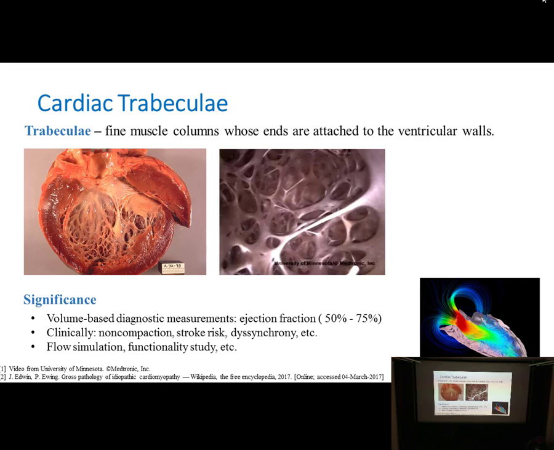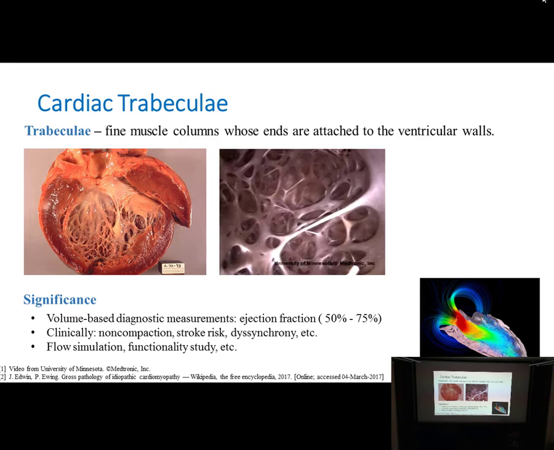Also, there are several diseases that are particularly relevant to the morphology of this trabeculation. One disease is called non-compaction. It is a genetic disease where, even in an adult body, this kind of spongy trabeculation is overexpressed. It is a rare disease, but it can be very dangerous.